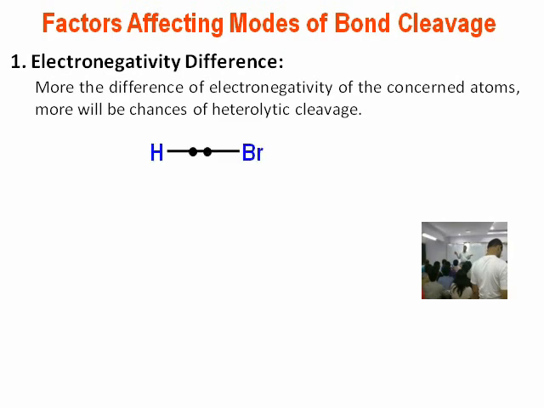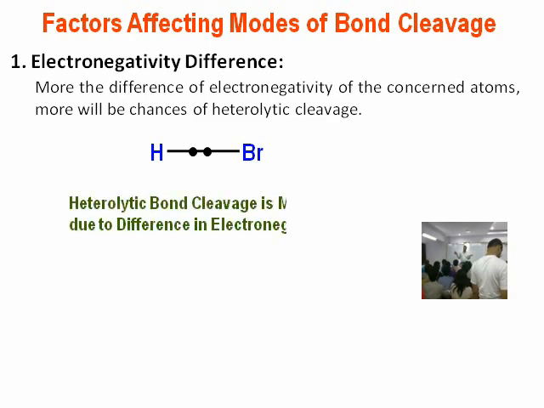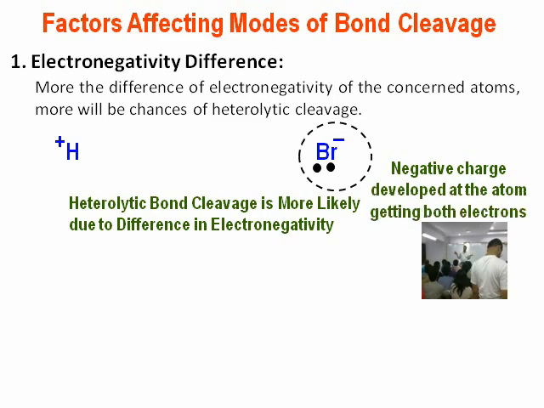This is the HBr molecule. Br is more electronegative. So there is quite a large difference between the electronegativity of H and Br. So therefore heterolytic bond cleavage is more likely. In this way, both the electrons will go to the more electronegative Br atom that will become negatively charged. Hydrogen will become positively charged. Negative charge developed at the atom getting both electrons.